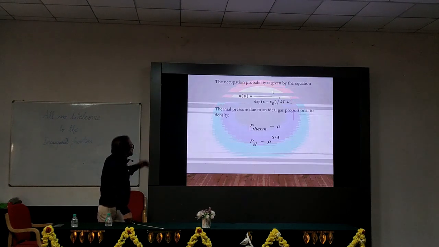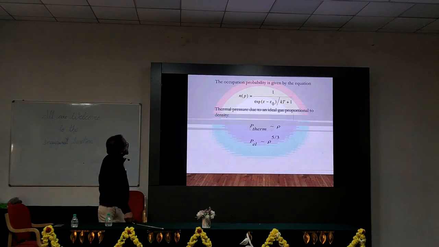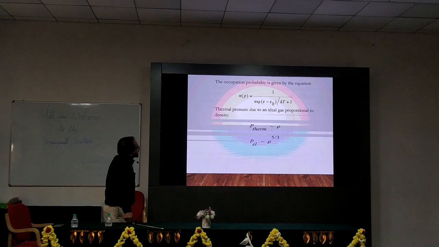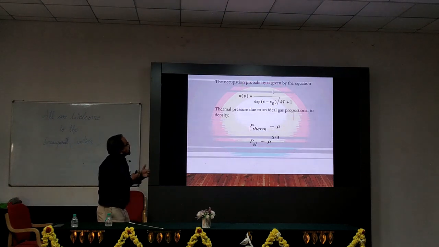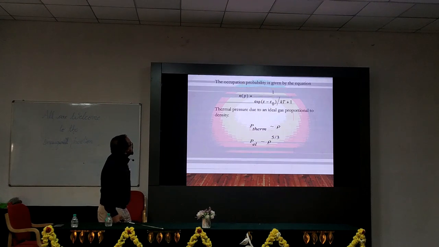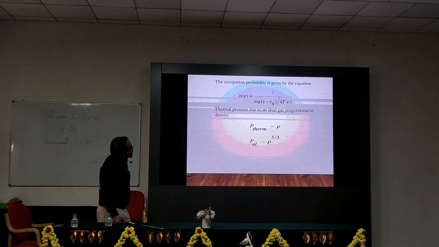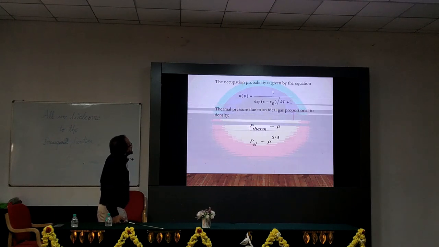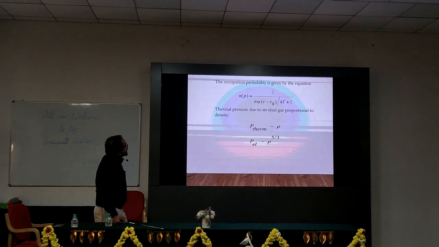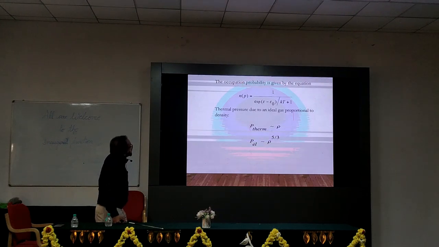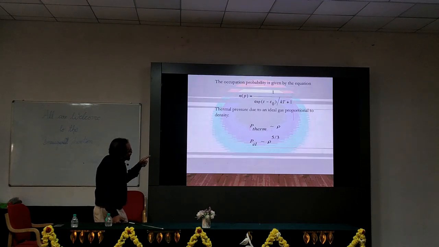So that is the probability formula you know for the Fermi-Dirac statistics. Thermal pressure, the gas pressure due to the motion of the electrons, varies as nkT or rho kT, directly as the density and directly as temperature. Whereas the electron pressure, the degeneracy pressure, will vary as rho to the power 5 by 3, not 3 by 2, in the non-relativistic case.